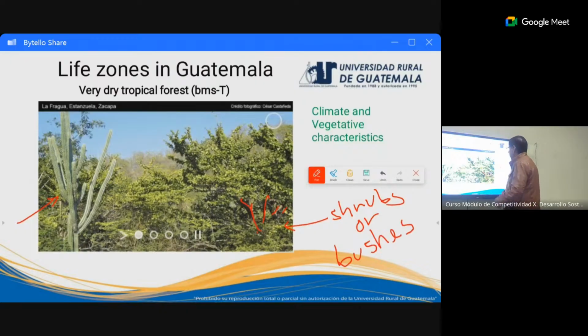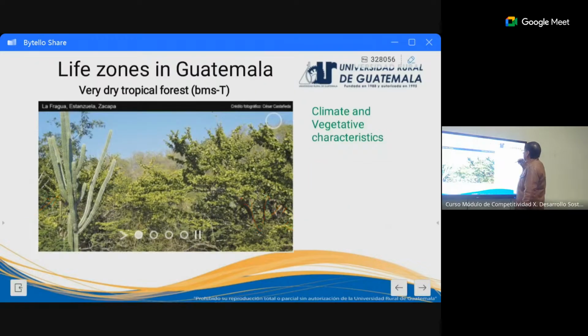You can use a dictionary to check and understand these words that I'm writing here. So these are the climate and vegetative characteristics. Let's continue.